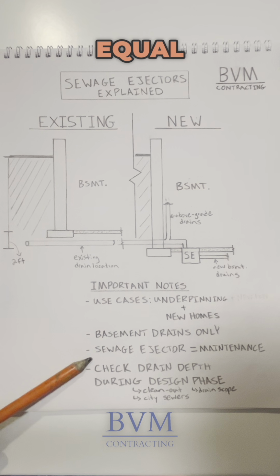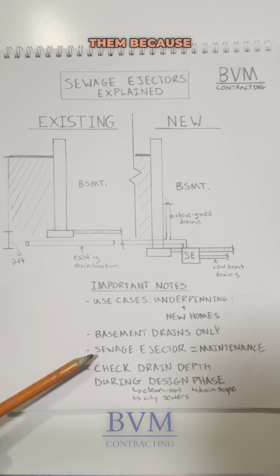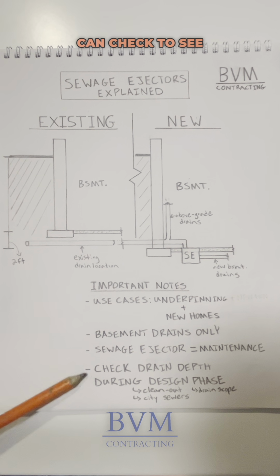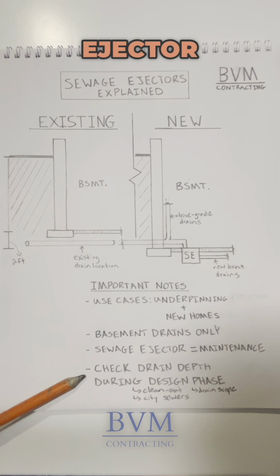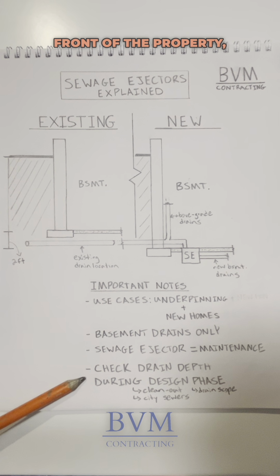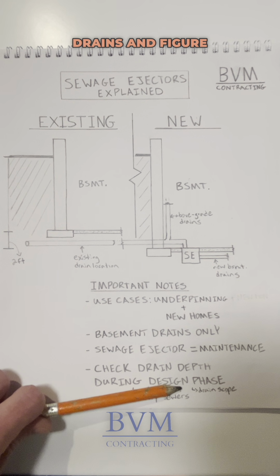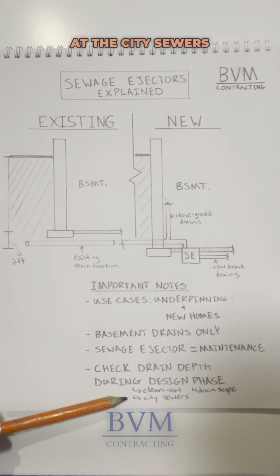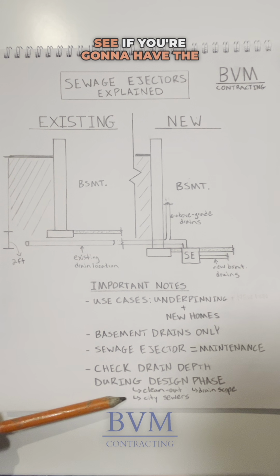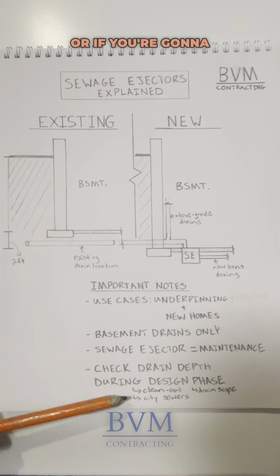Sewage ejectors equal maintenance, so it's important to make sure that you maintain them because, as I mentioned, it is a mechanical device. There are a couple of ways that you can check to see if you need a sewage ejector during your project. If your property has a clean out located on the front of the property, you can check the depth of that. There's another way where you can scope the drains and figure out the depth, and you can also measure at the city sewers to see how low the existing drains sit, to see if you're going to have the fall and the slope to have your basement drains gravity fed, or if you're going to have to utilize a sewage ejector.